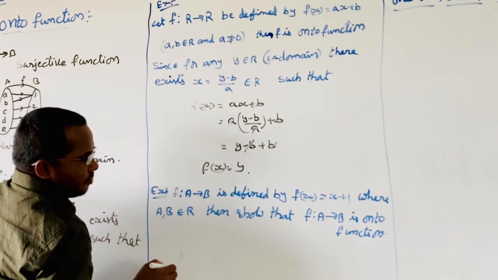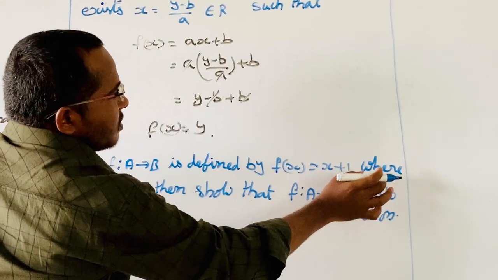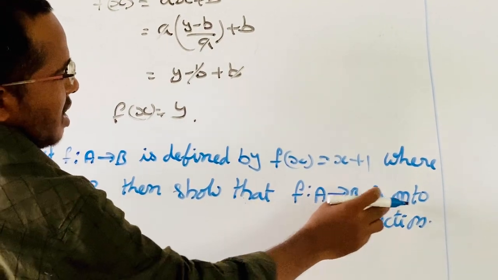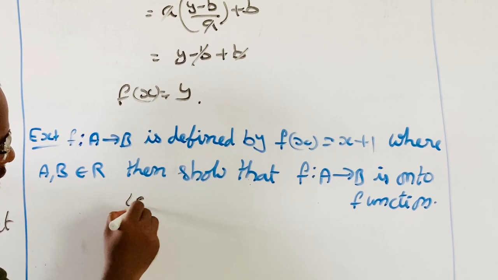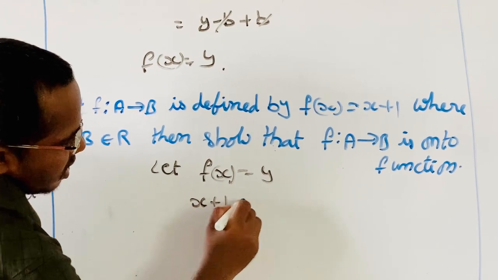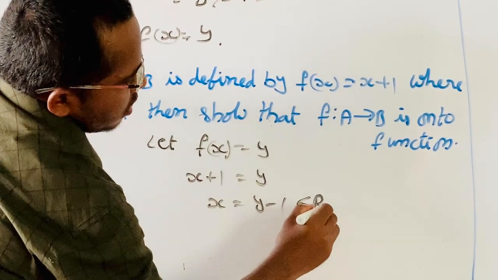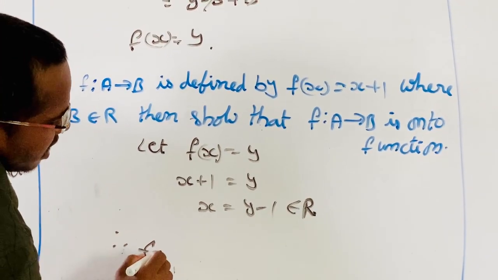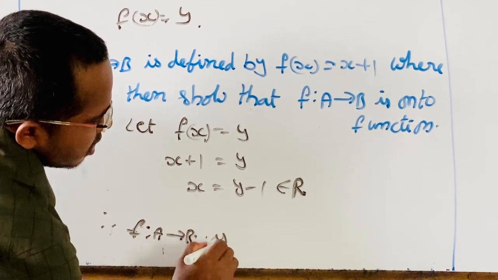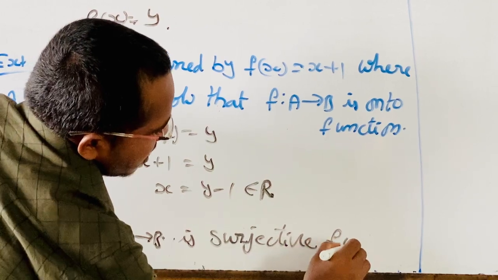Let us see another example. f map A to B is defined by f(x) is equal to x plus 1, where A, B belong to R. Then show that f map A to B is an onto function. So let f(x) is equal to y, then f(x) value is x plus 1, that is equal to y. x is equal to y minus 1, which belongs to R. Therefore f map A to B is a surjective function.